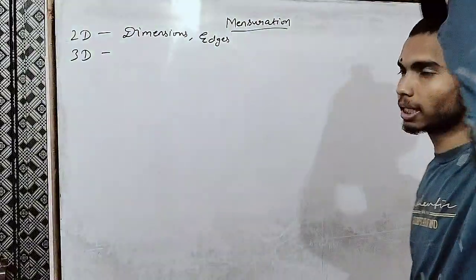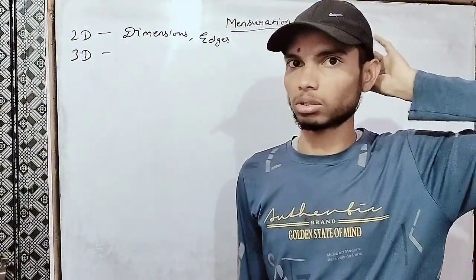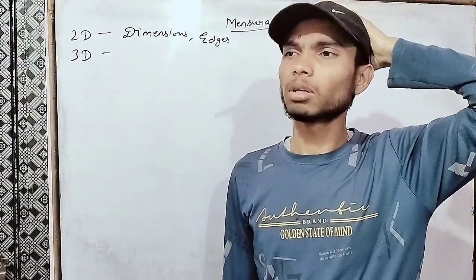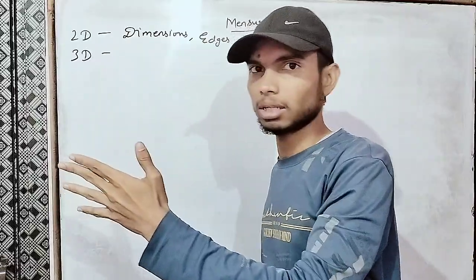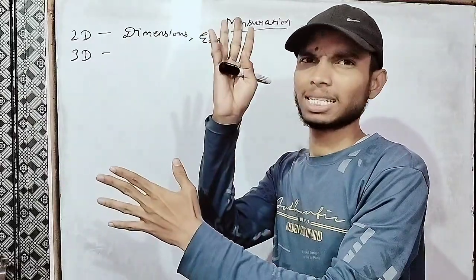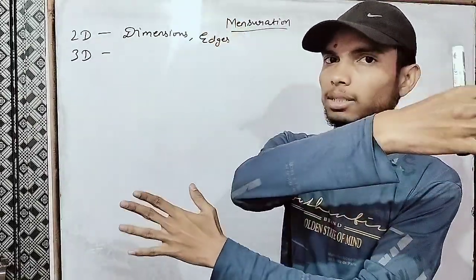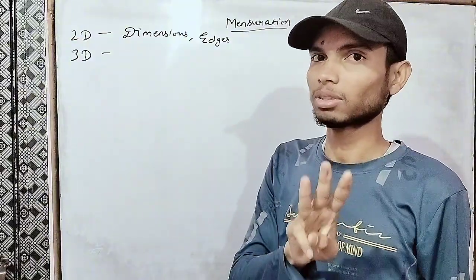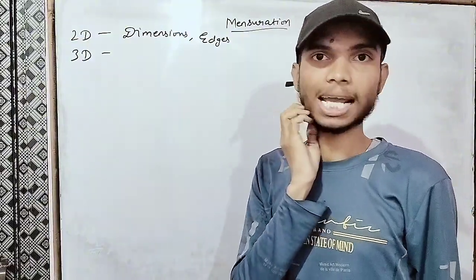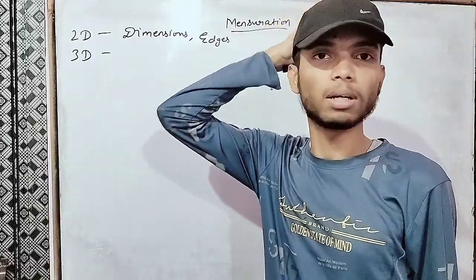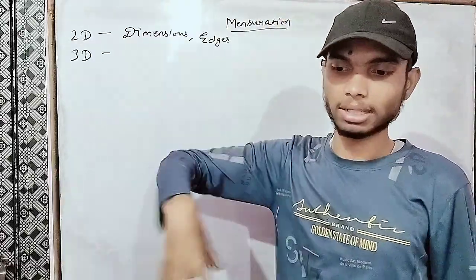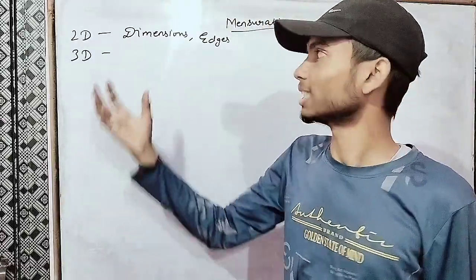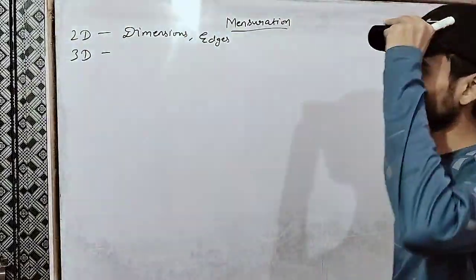Now 3D. 3D has three dimensions. First X, this is one. Second Y, this is two. Third Z, this is three. We have three dimensions, three axes. That's why it is 3D.